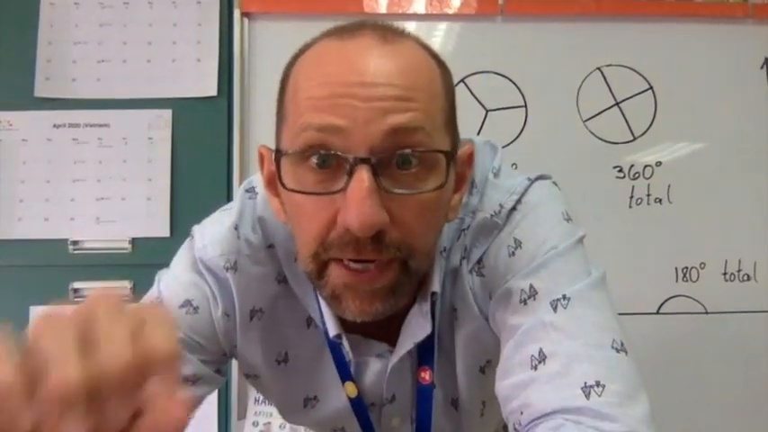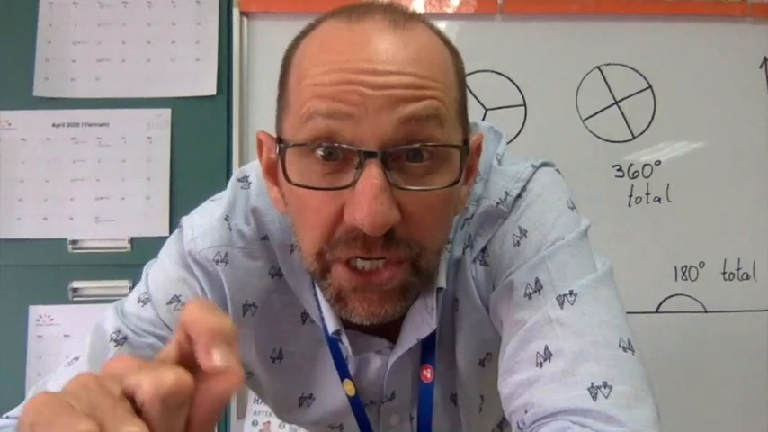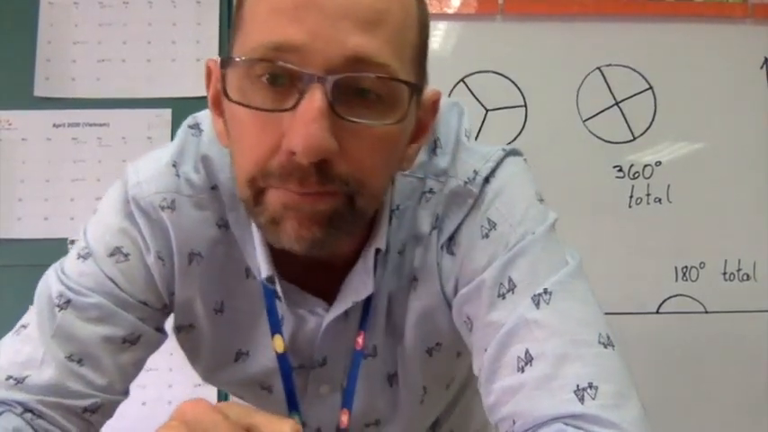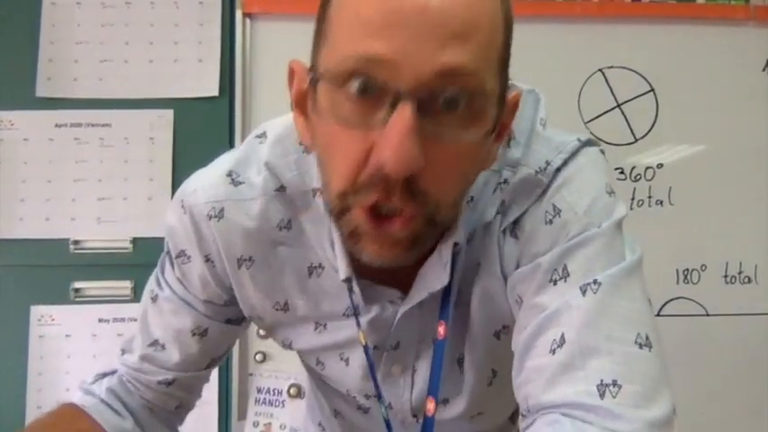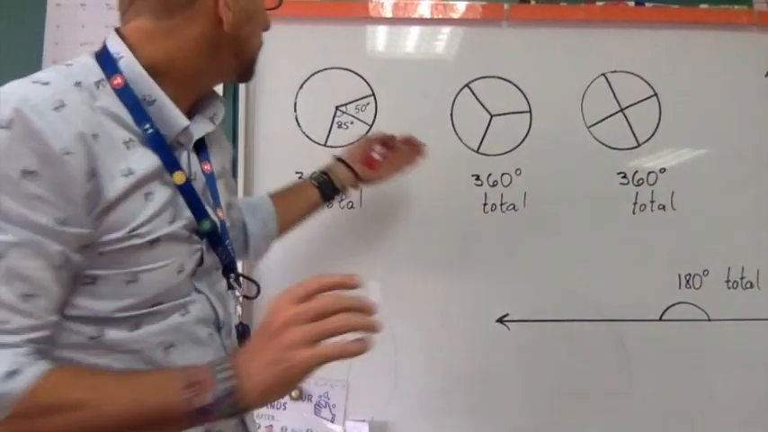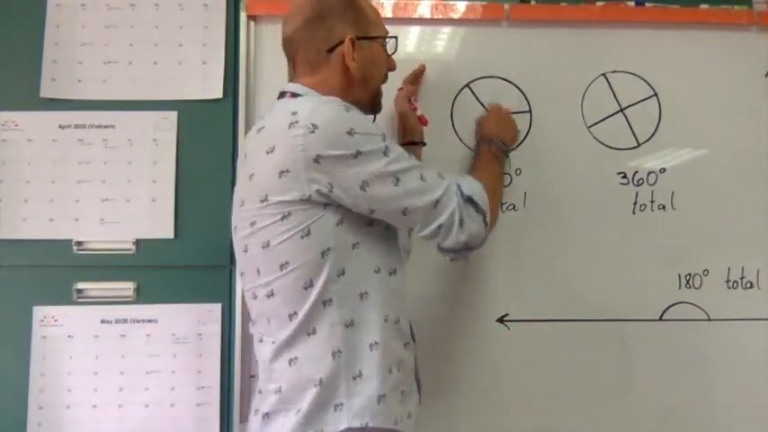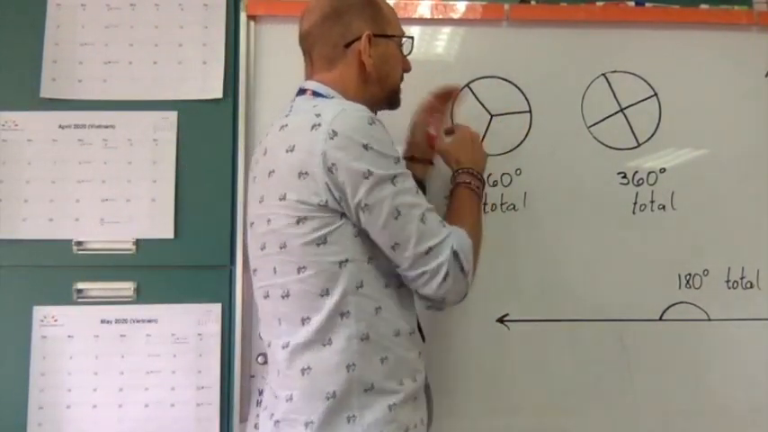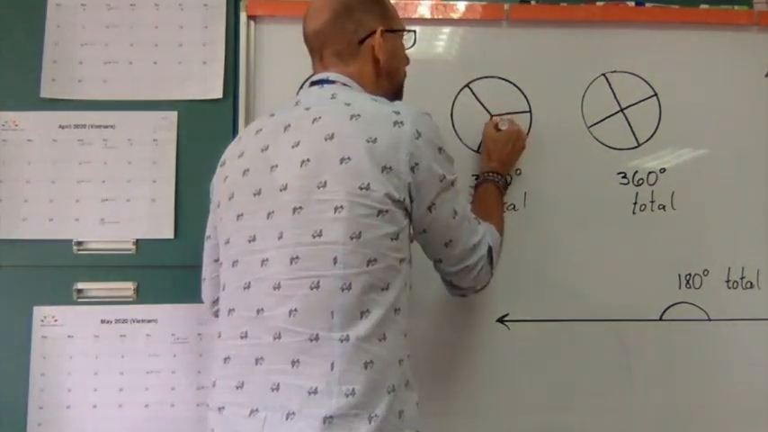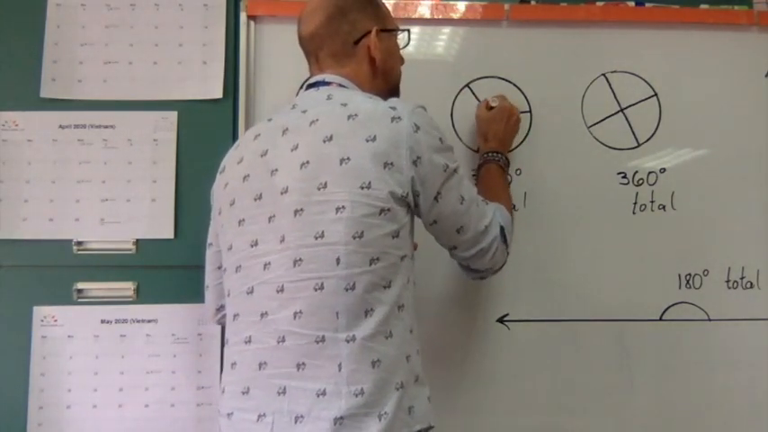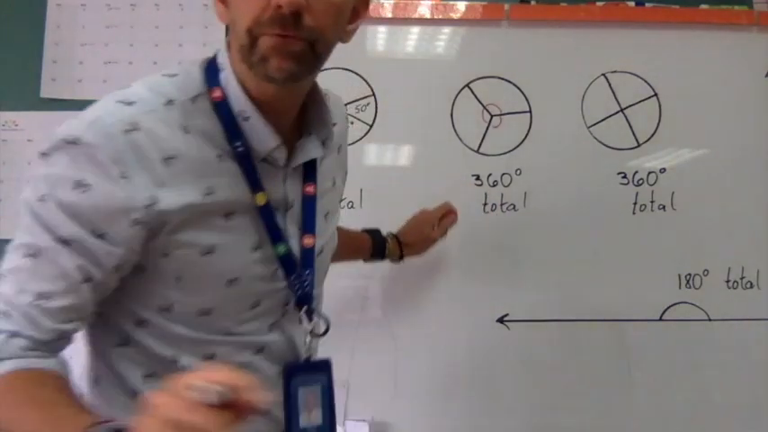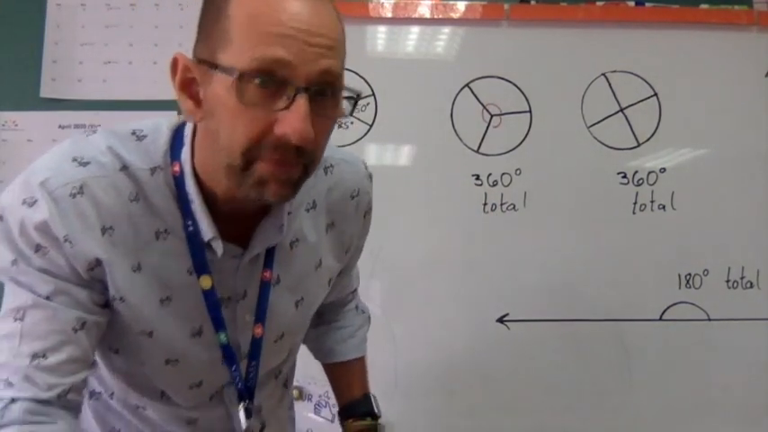Now I'm going to show you how to figure out angles with just using addition and subtraction. That's what we're going to do. First, I'm going to show you a circle. Now we all know that a circle, all of the angles inside of the circle, if you were to add them all up, you would get 360. We've talked about that before.